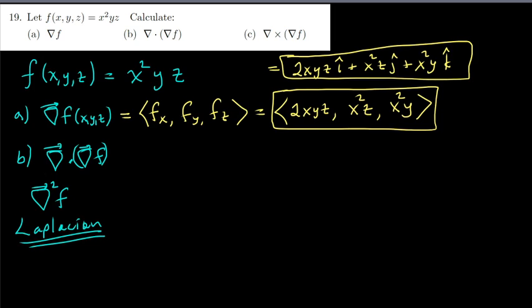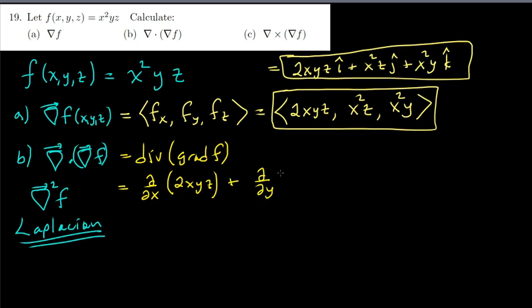So what do we mean by the dot product, right? We really mean just take the divergence of the gradient of f. So we already took the gradient. That was in part A. Now we just need to take the divergence of that. So it's essentially just the partial with respect to x of the x component, 2xyz, plus the y partial derivative of the y component, x squared z, and then plus the z partial of x squared y.